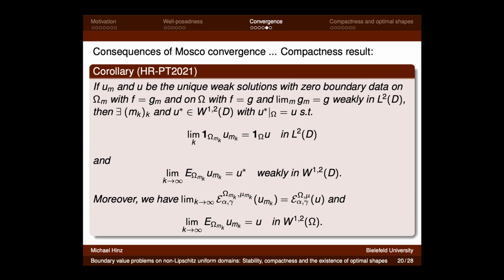Then we can single out a subsequence, and we can find a function such that the restriction of that function to the target domain is going to be u. We get nice convergence with suitable truncations in L2(D), nice weak convergence in W^{1,2}(D), and we get convergence of the energy functionals with these particular solutions. So this is a sort of basic compactness result here.